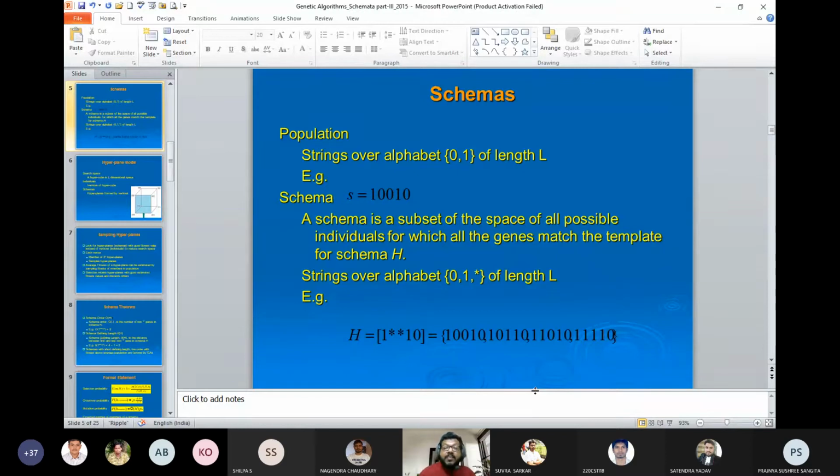So here, in the alphabetical notation, earlier we allowed 0 1, now we are introducing one more element, star. So we write a string over the alphabet of length L. The length remains the same, but we restrict the individual so that the first bit is 1, the next bits can be anything, 0 or 1, so we use star, and the last two bits will be 1 0. So this is a schema.